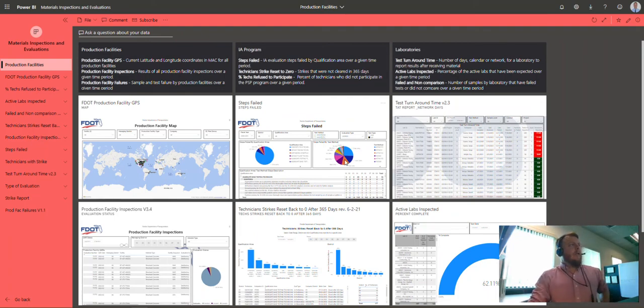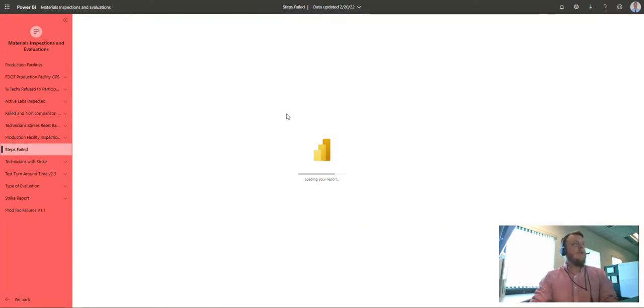Okay, we're going to take a look at the IA program reports that exist here within the Materials Inspection and Evaluation dashboard. This is our center column here, all related to personnel evaluations. Again, a little blurb at the top that goes through those things. We'll jump into the first one here.